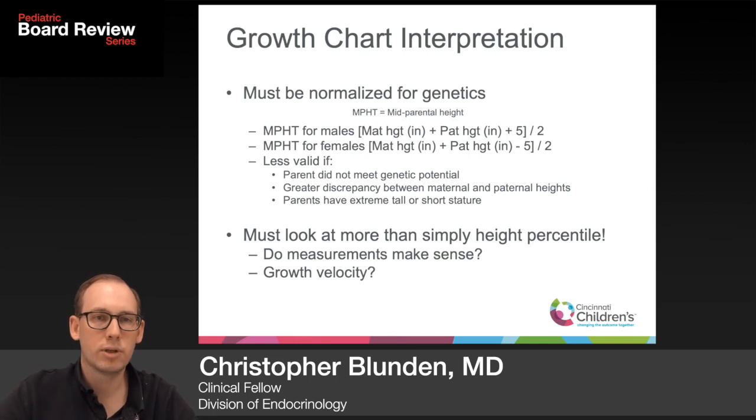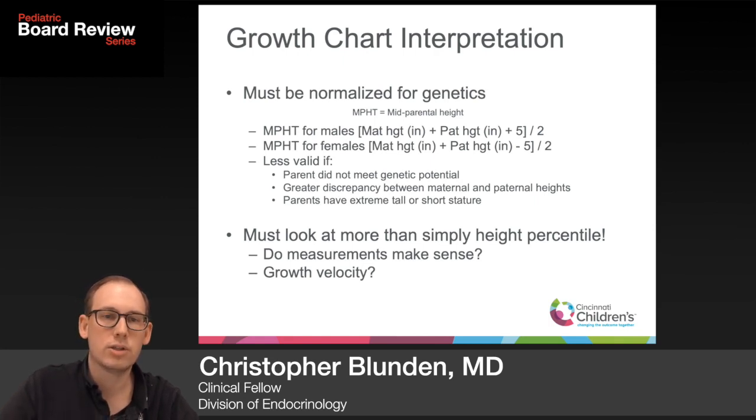So another important baseline point to understand when interpreting growth charts is that a child's height and growth potential must be normalized for their genetics, and we calculate out a genetic potential based on how tall that child's parents are. So we should all be familiar with calculating a mid-parental height, and often this not only comes up on board exams, but should come up in daily evaluations when you're doing a well child check and evaluating a child's growth.